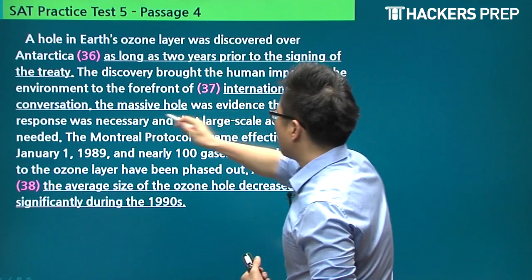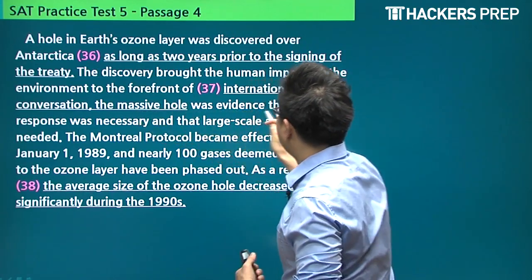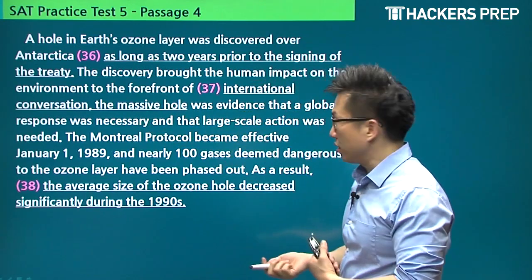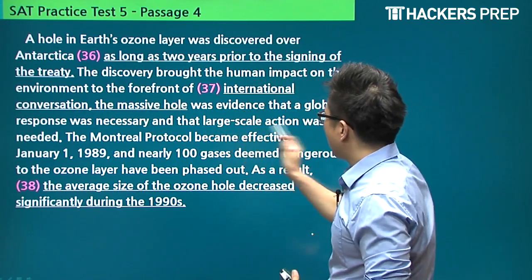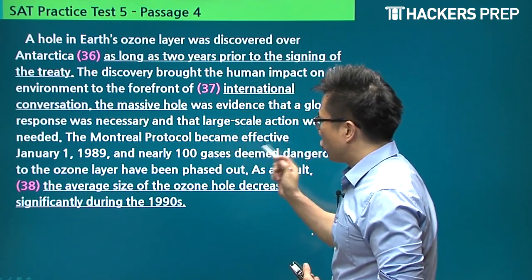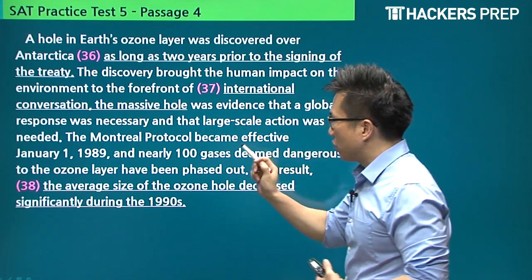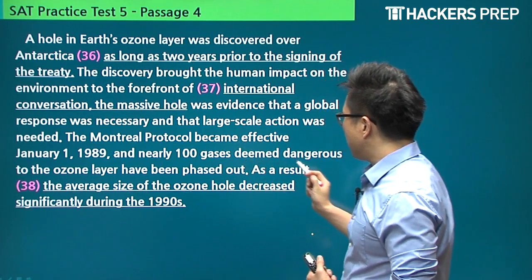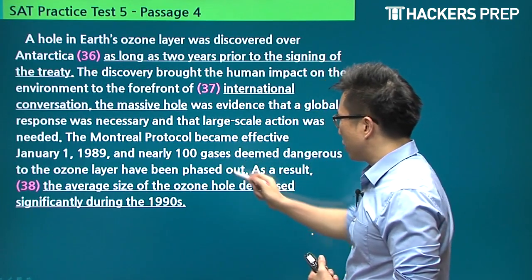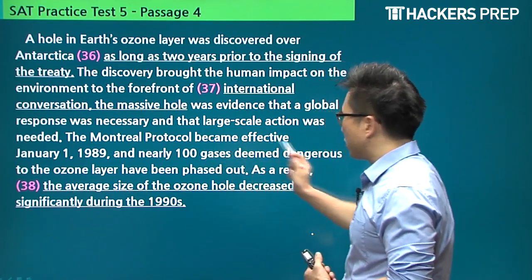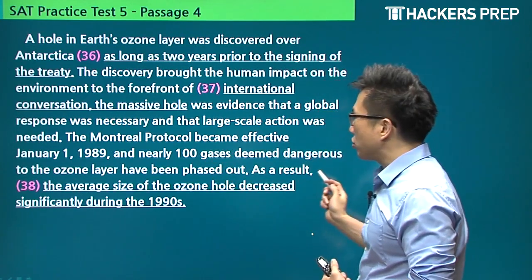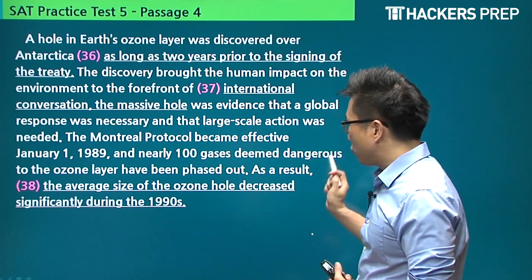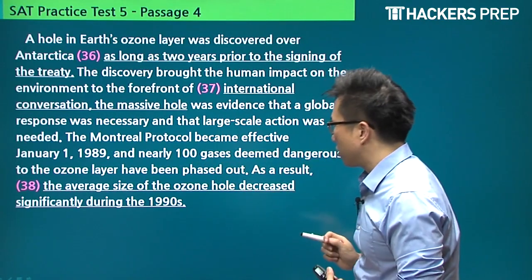Now, look at the next portion. The massive hole was evidence that a global response was necessary. We have to respond to this, a global response, and large-scale action was needed. The Montreal Protocol became effective January 1st, 1989, and nearly 100 gases deemed dangerous to the ozone layer have been phased out, have been eliminated. As a result, the average size of the ozone layer decreased significantly.